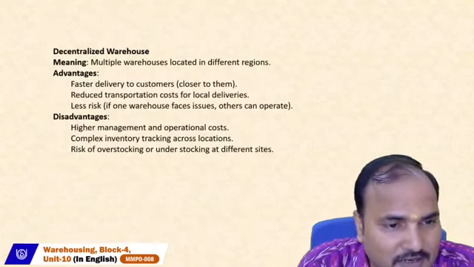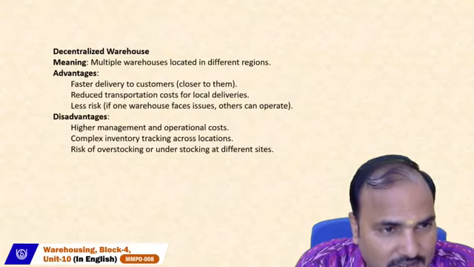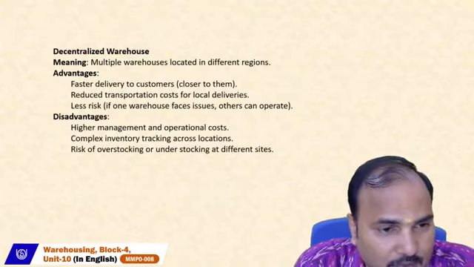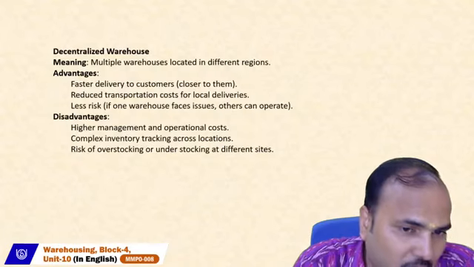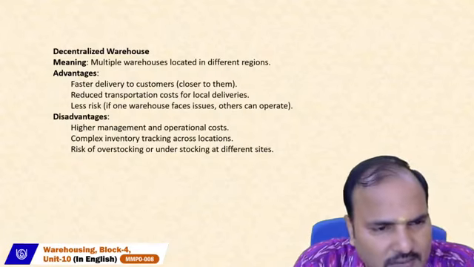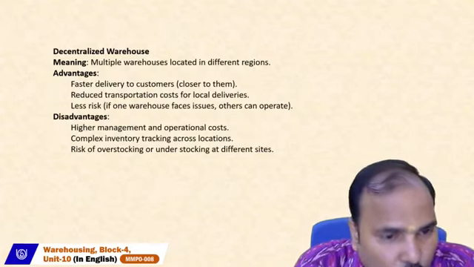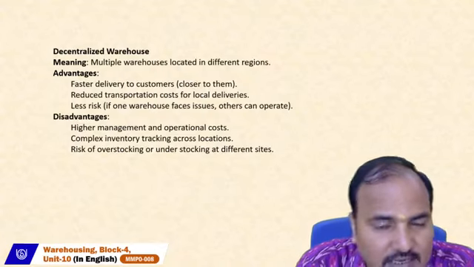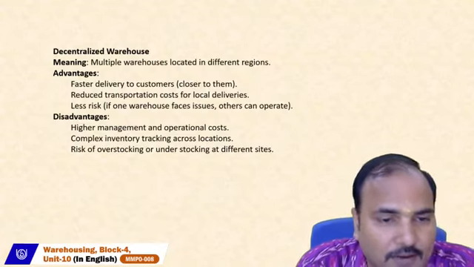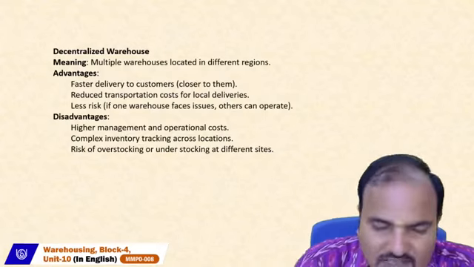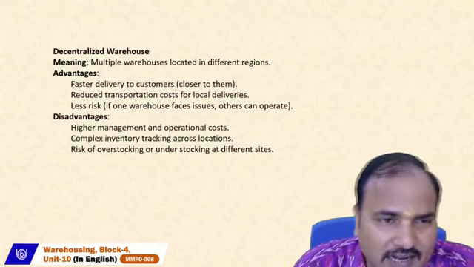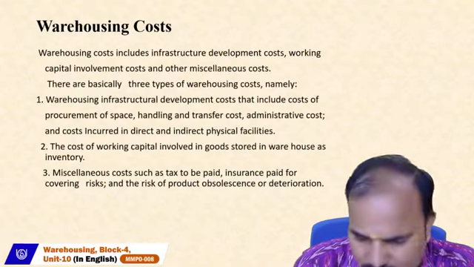In terms of disadvantages, centralized has a longer delivery time, higher shipping cost, and risk if any disruption occurs. Here, the management and operational cost is high in the decentralized warehouse, and there is complex inventory tracking across the locations. The risk of overstocking and understocking at different sites may also occur. So this is the basic difference between centralized and decentralized warehouses.